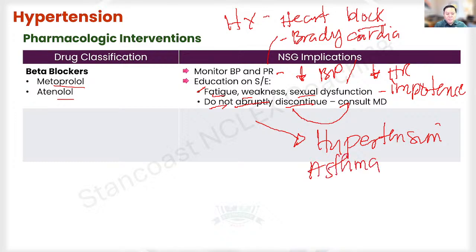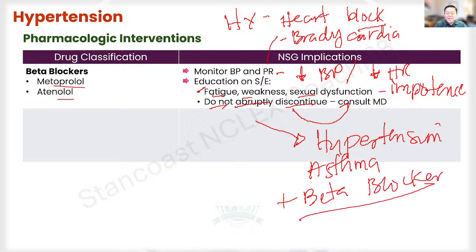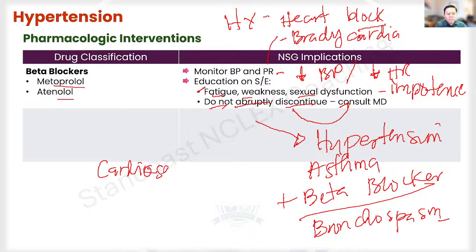Well, beta blocker and asthma will not work together, okay? Beta blocker. Not good. This can lead to bronchospasm. Okay, I'm talking in general here because there is what we call a cardioselective beta blocker. There are also beta blockers that are non-selective, such as the propranolol.